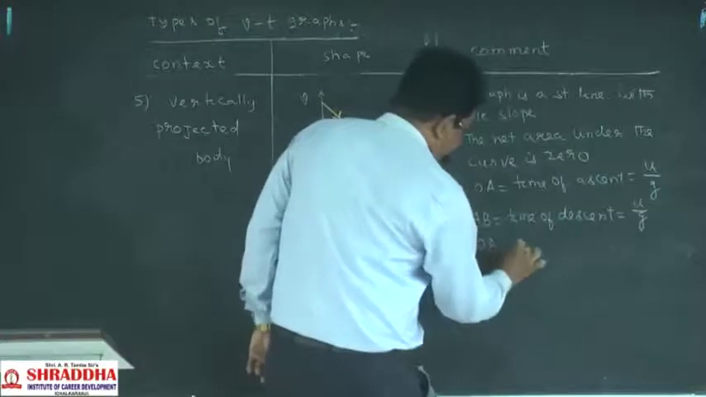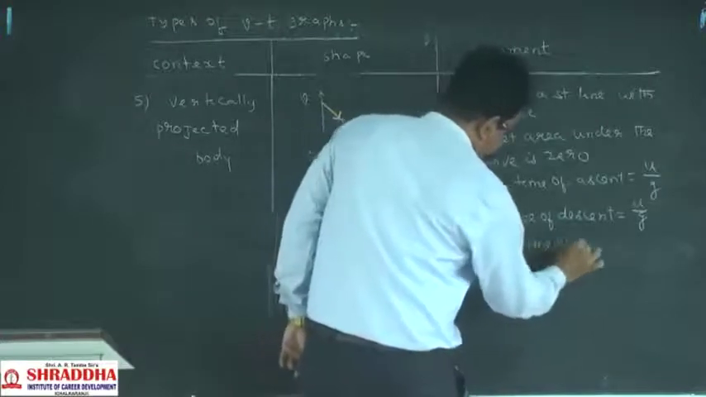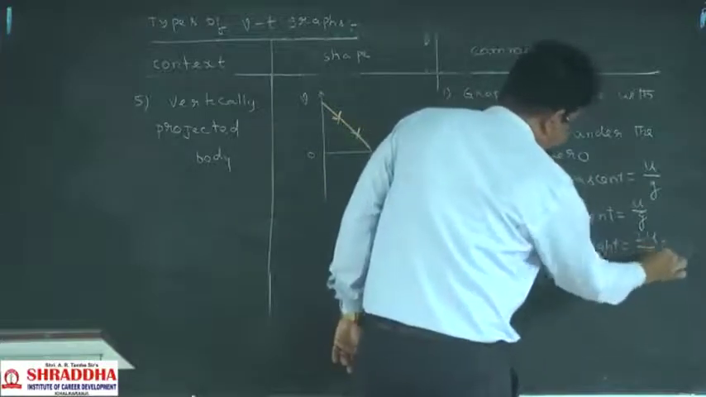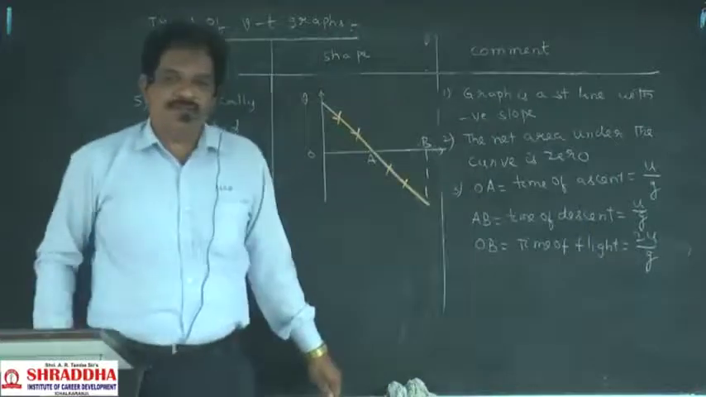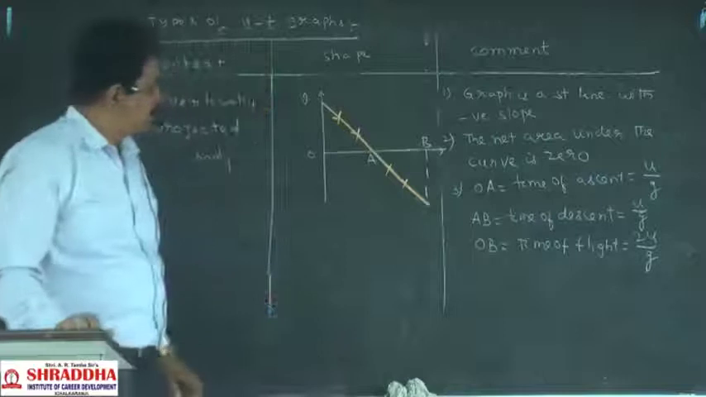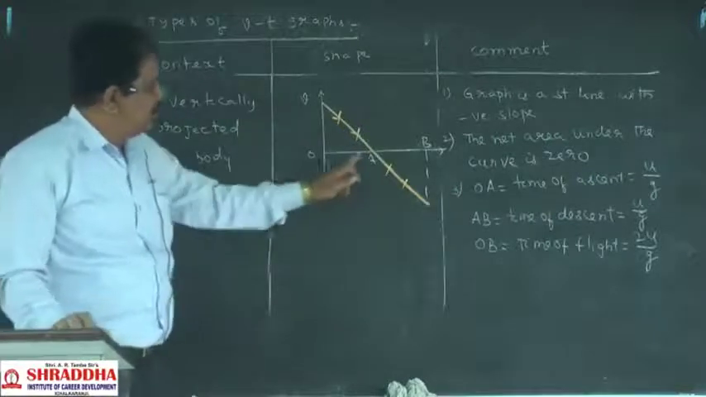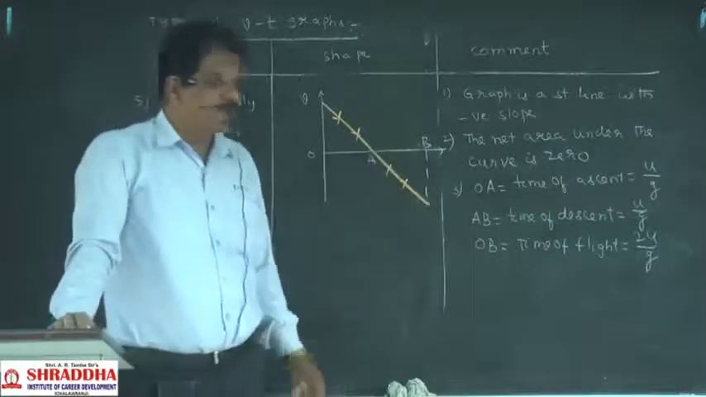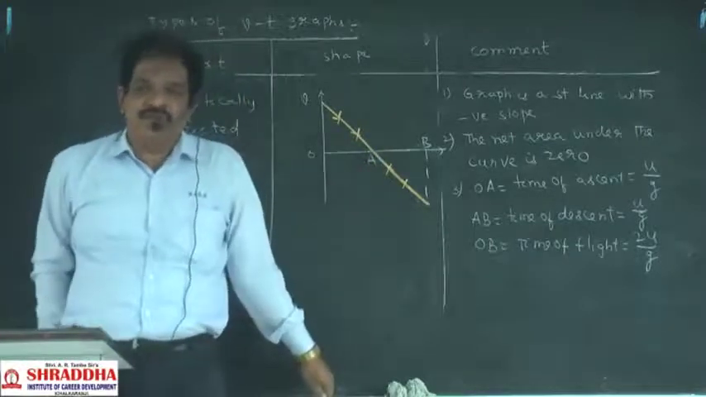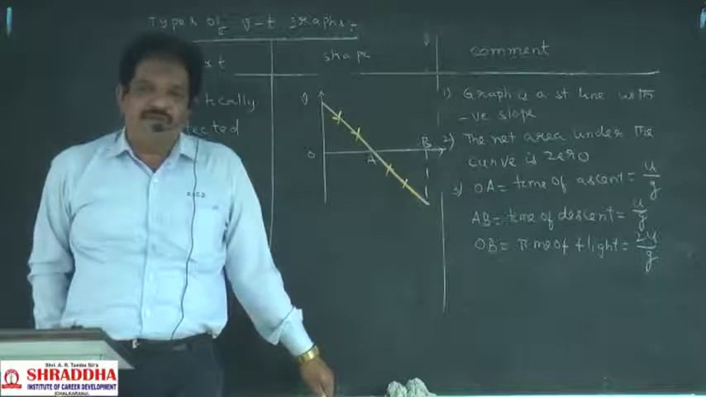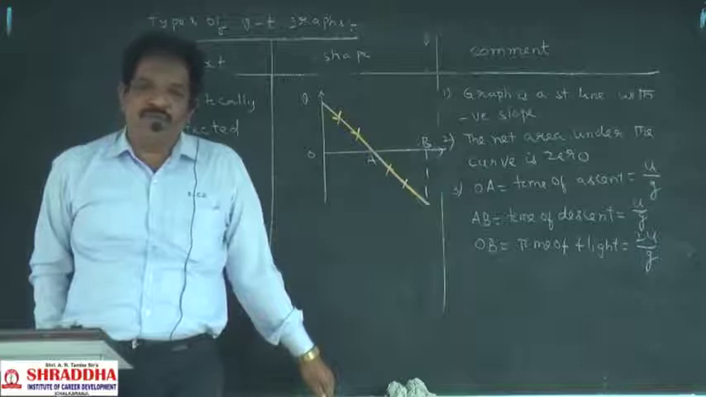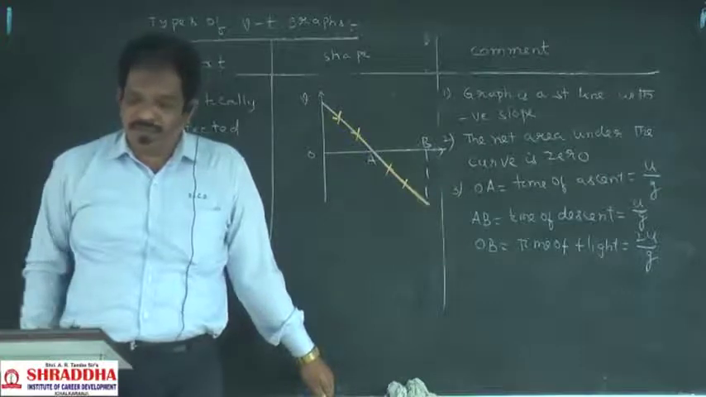OB is equal to time of flight. That value is equal to 2U by G. From the graph, OA will represent time of ascent, AB will represent time of descent, OB will represent time of flight. Time of flight formula will be 2U by G. Time of ascent is equal to time of descent, that is equal to U by G.